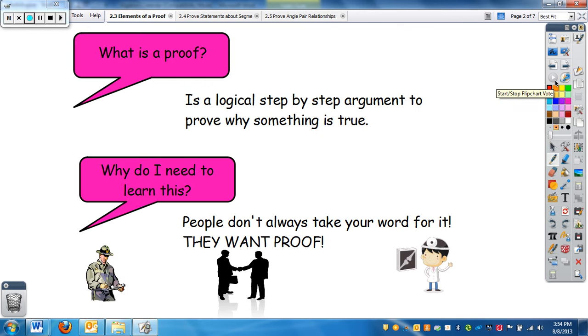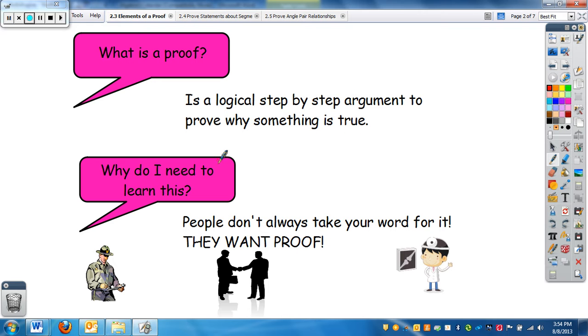So what is a proof? A proof is just a logical step-by-step argument to prove why something is true. You do proofs in your life without actually realizing it. Think of the last time you tried to convince your parents you wanted to do something. They're not just going to always take your word for it. You need to back it up.